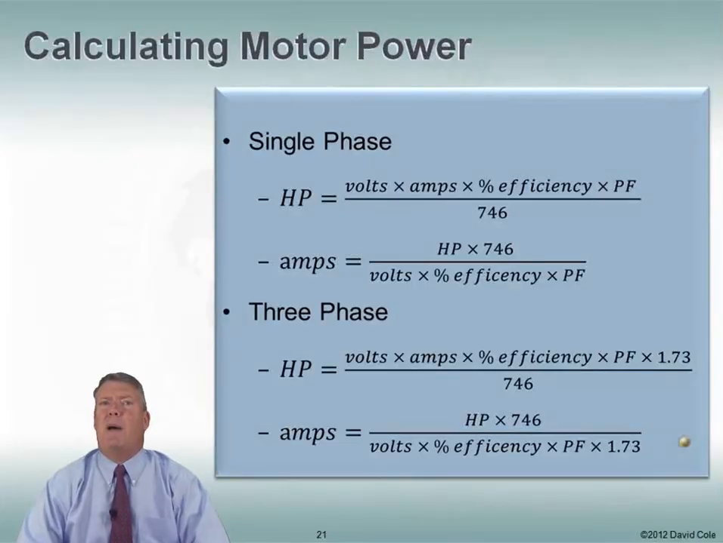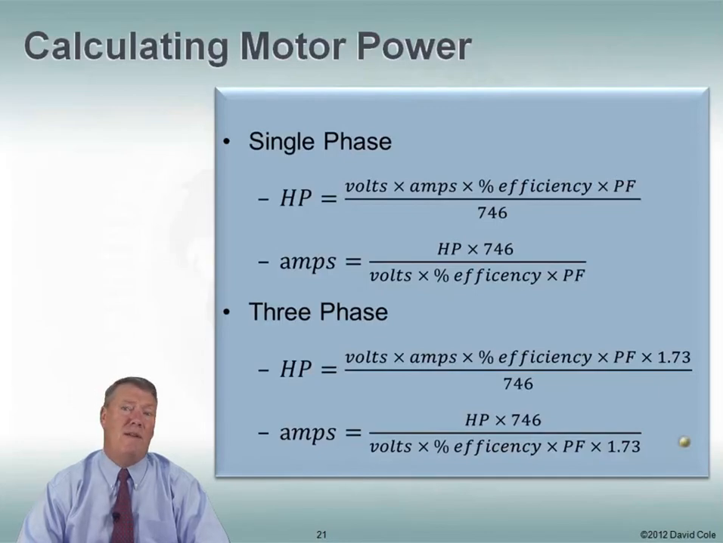Let's look at calculating motor power. So a lot of times we'll have a motor, a pump, or something like that in our data center, and we need to calculate how much power that pump is going to draw. Right? So we've got a concept of horsepower, and the formula for this is horsepower is equal to my volts times amps times my percent efficiency of that motor times my power factor, and then I divide that by 746. And if I want to look at amps, I can just change those numbers around. If I want to know how many amps that's going to draw, I'll take my horsepower times 746 and divide by the volts and percent efficiency and power factor.